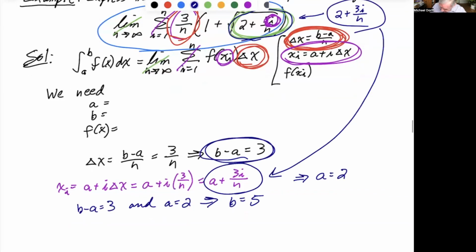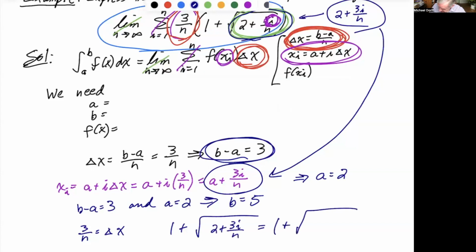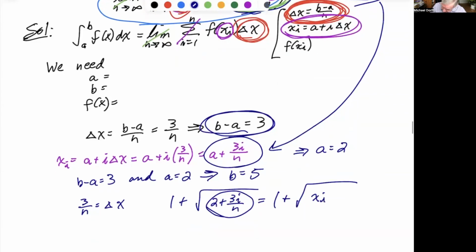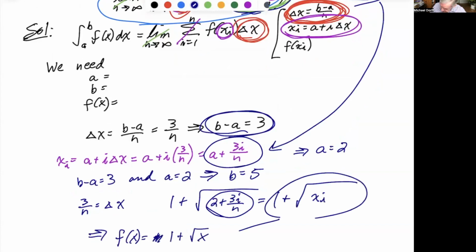All right, so I now have that 3 over n equals delta x. And then I had this 1 plus the square root of 2 plus 3i over n. But we know that this 2 plus 3i over n is my x sub i. So that's going to tell me that my function f of x is going to equal 1 plus the square root of x, coming from here.